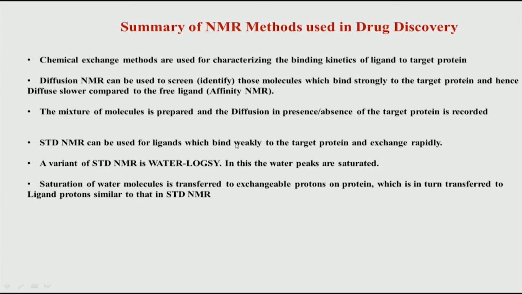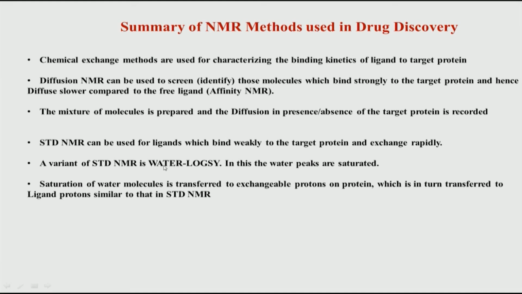And we just saw the STD NMR technique. This is also used for looking at ligands which bind weakly to the target protein and which exchange rapidly. Because of the transfer of saturation, we can figure out which ligands bind. Even with diffusion you can do that. Remember, in diffusion also, if there is weak, fast binding, the change in diffusion is also transferred to the free ligand, and that can also be done. And there is another variant of STD NMR, which is WaterLOGSY.